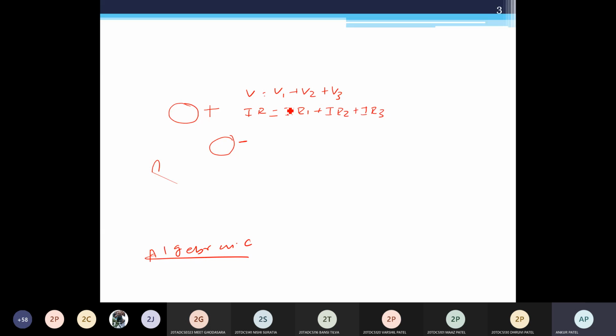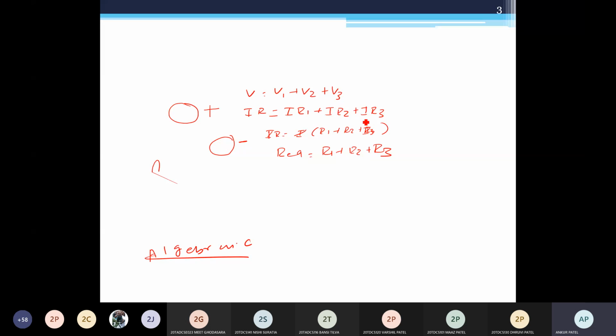Why have I written the same I here? Why am I not writing I1, I2, I3? Because in series the current remains the same. So this is IR. I am taking I common, R1 plus R2 plus R3. Okay, so I cancels. So R equivalent is R1 plus R2 plus R3.